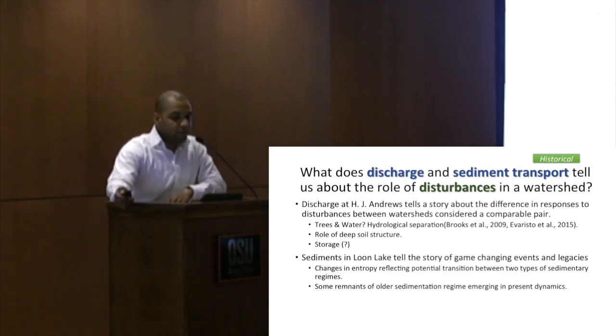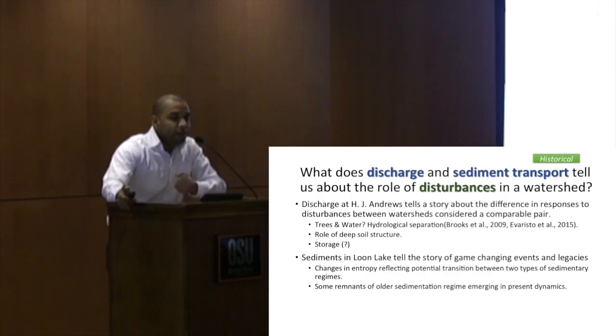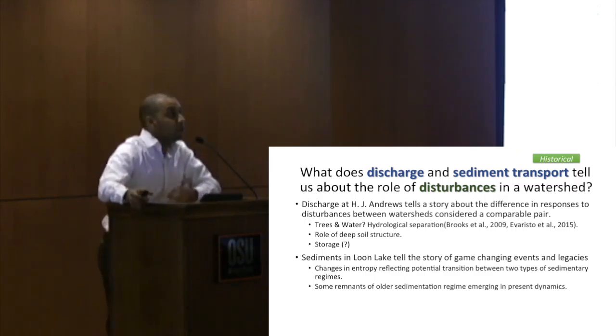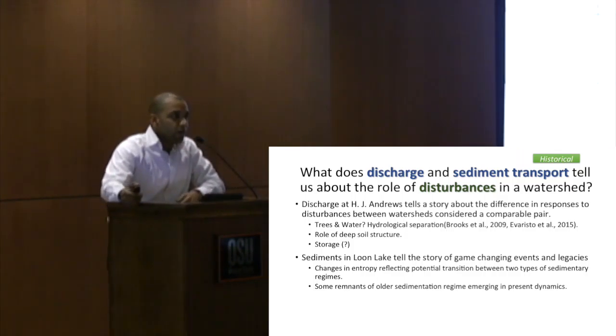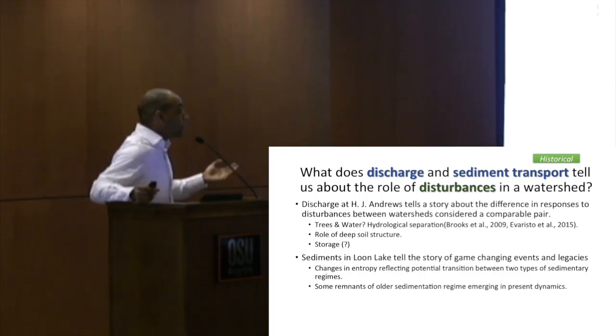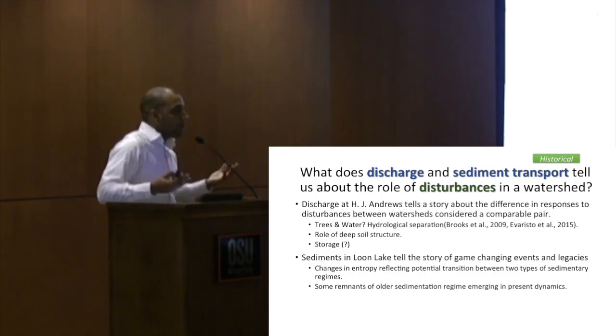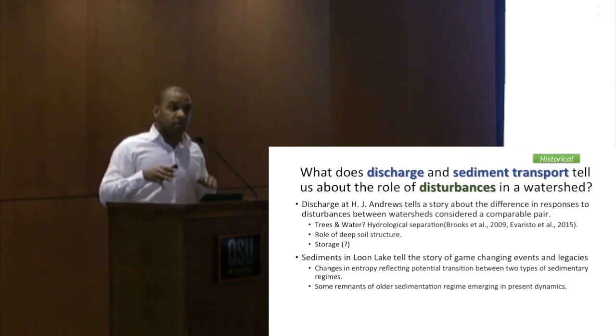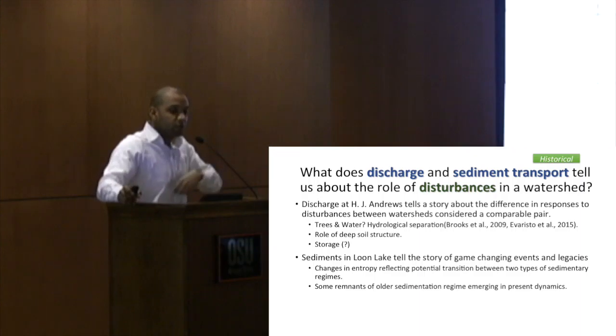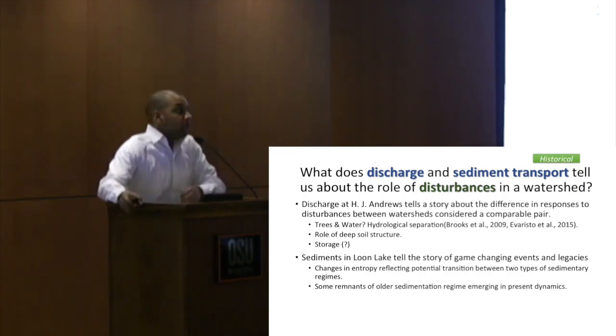So what does this discharge and sediment transport tell us about the role of disturbances in watersheds? Well, this case in the H.J. Andrews tells us a story about the difference in responses to disturbances between watersheds that we thought were comparable. What's going on in there? What happened with the trees? We were expecting something related to the trees, but now we have more evidence about the hydrological separation. The water that supplies trees is taking a different pathway from the water that goes into the streams. Maybe this is raising the question about the control from deep soil structure and storage mechanisms.